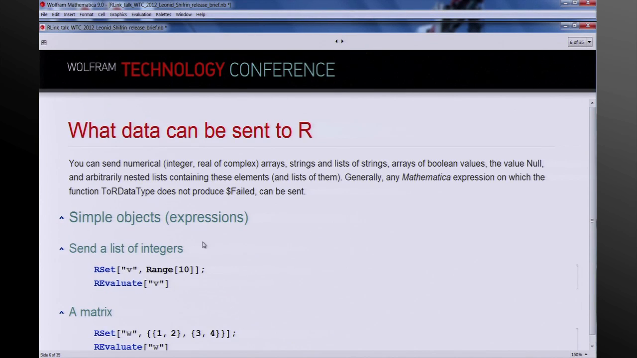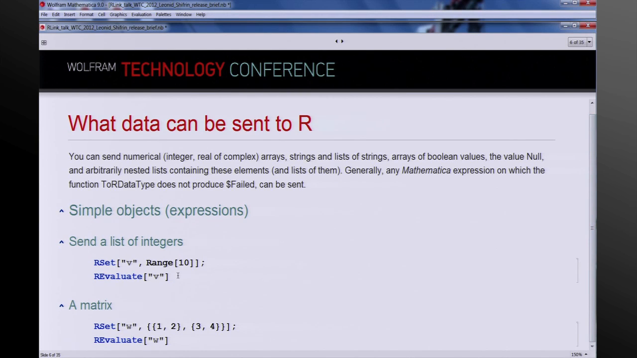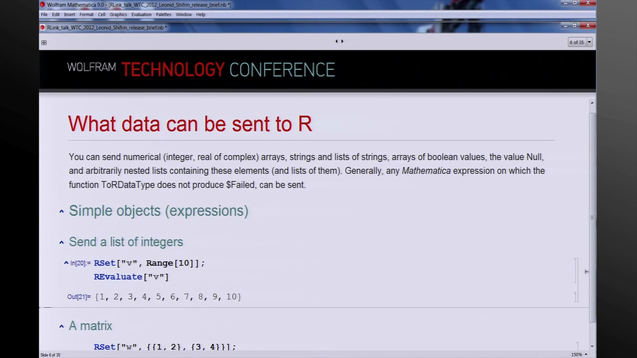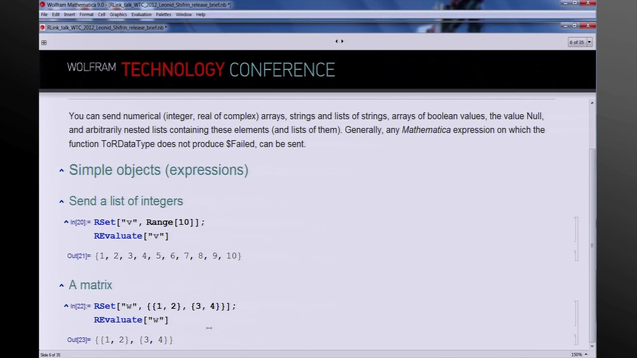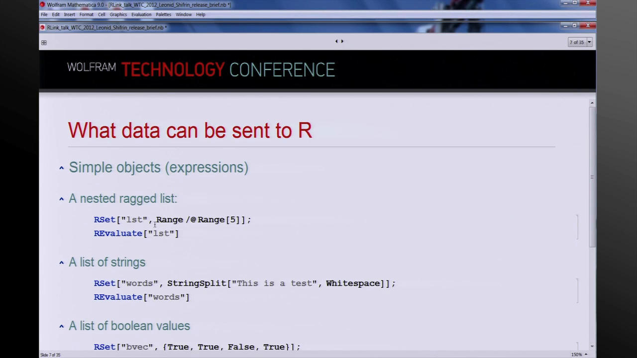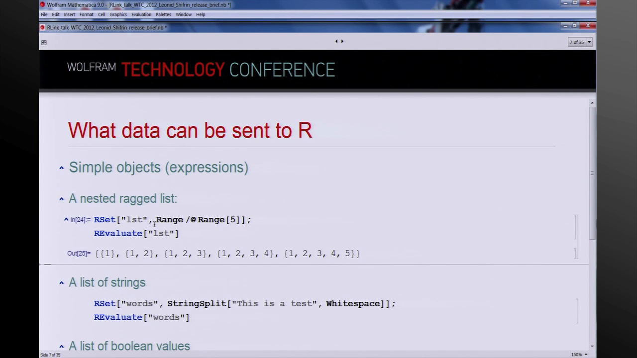So what data can you send to R? You can send, for instance, a list of integers, or that can be also real numbers or complex numbers. You can send a matrix. And you see that you use the familiar expressions. You don't think about how to specify a type, so it figures out the type for you. You can send nested lists or ragged lists.